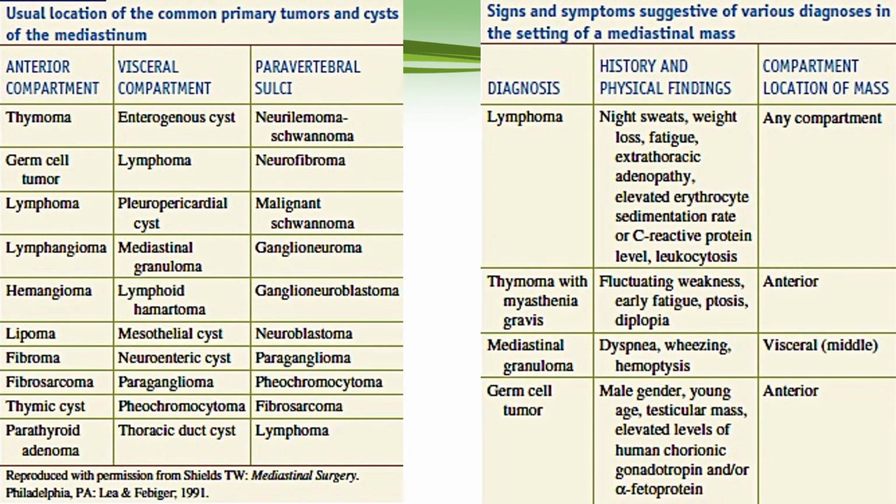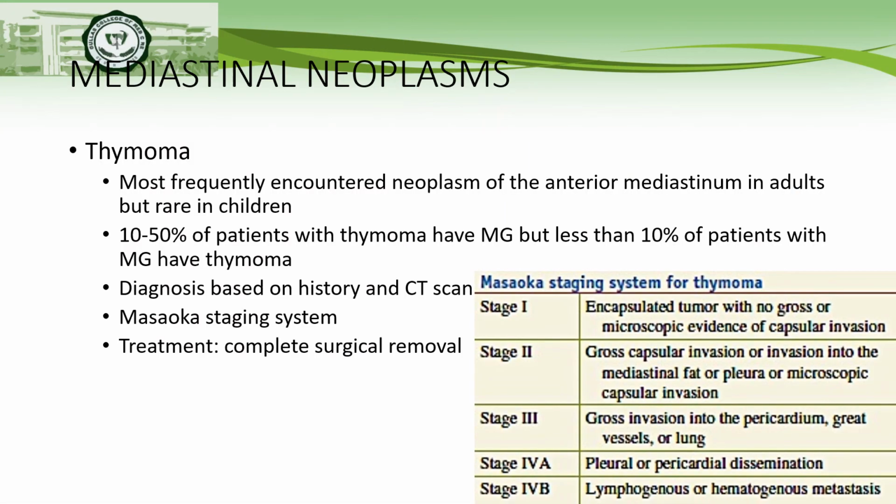So both these tables again are lifted from your book, Schwartz. I want to show you this table because these are the common tumors occurring in the mediastinum based on their location in the compartment. So it is important to note that, so first we have thymoma. Thymoma is the most frequently encountered neoplasm of the anterior mediastinum in adults, but this is rare in children.